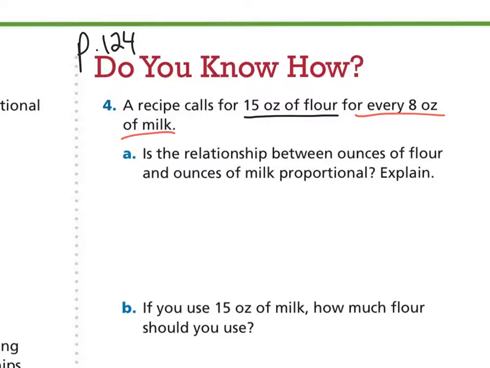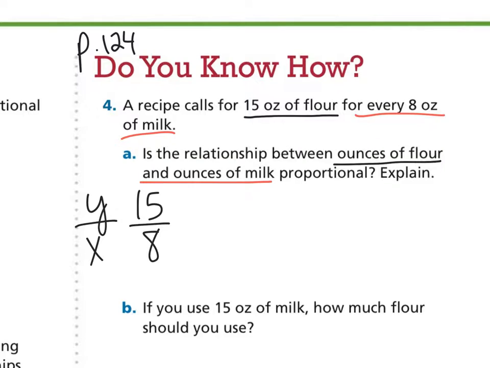When they list it this way, when it says ounces of flour and ounces of milk, usually what that means is we'll do the flour first and then the milk. So 15 over 8. And this is kind of like the y over x that we've talked about as far as things being proportional. And this is going to be a consistent pattern. Every 15 ounces of flour, we have 8 ounces of milk.